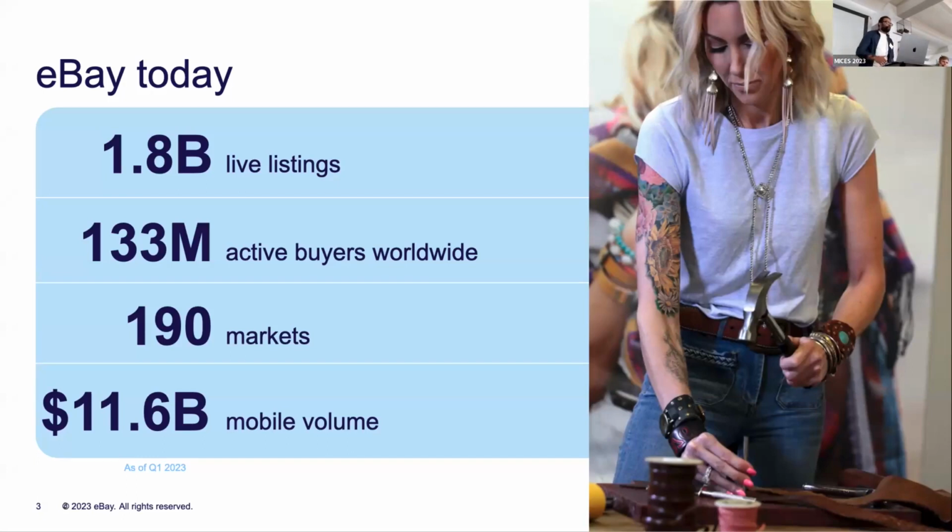In general, eBay is one of the oldest e-commerce platforms, and we have 1.8 billion live listings. Live in the sense that they are right now there, because people have auction items and everything, and they decay over time. We have almost 133 million active buyers all over the world. On mobile itself, we have almost $11.6 billion in volume in terms of business.